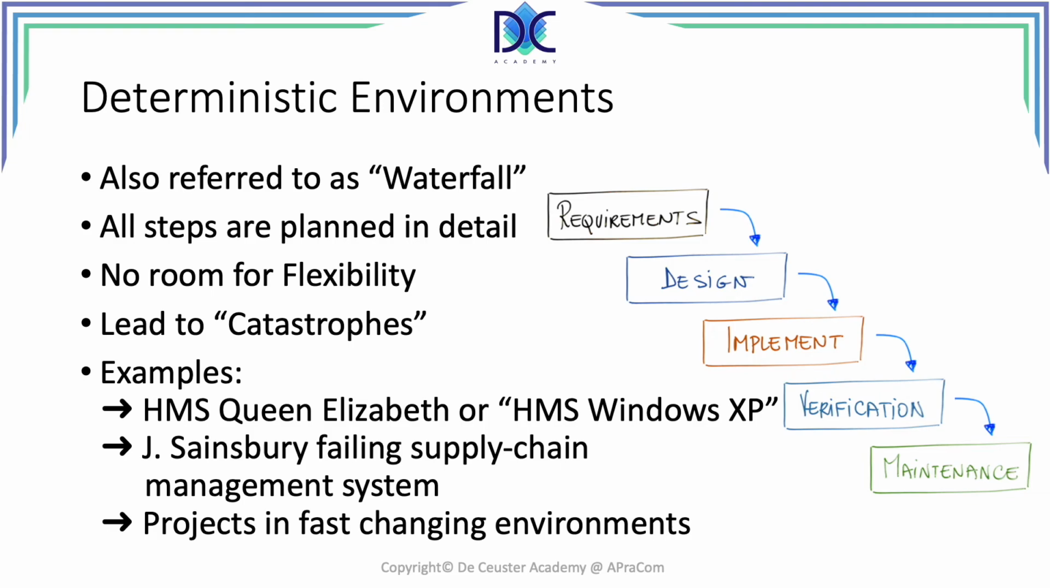A few years ago, the British Navy completed the construction of the HMS Queen Elizabeth, which was also nicknamed HMS Windows XP. When the ship was shown to the public and the press, they saw that the computer system was still using Windows XP, although it already had been discontinued for many years. When the project team was questioned about this, they said that all was completed within scope and a new project would be defined to update the IT system, basically rendering the ship virtually unusable until the update would be completed.